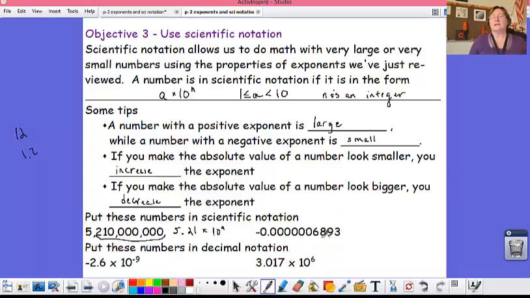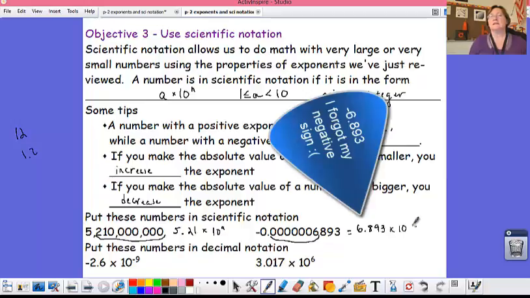On this one, we're going to make a small number look bigger. That means we're going to have a negative exponent on this one. We move the decimal point so that there's one digit in front of it. So 6.893 times 10 to the negative. I know it's going to be negative 1, 2, 3, 4, 5, 6, 7 times 10 to the negative 7th power.